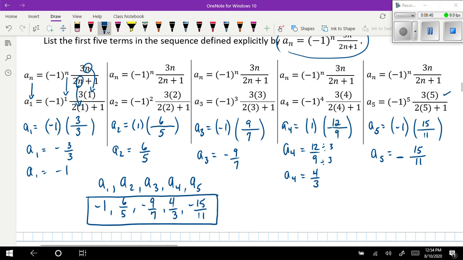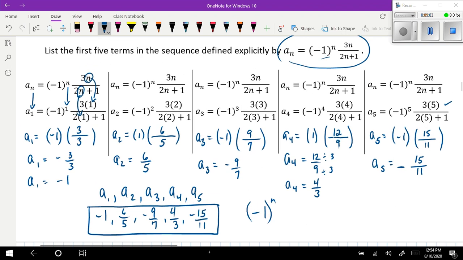Very nice. Try never to let your box touch a piece of your answer. Alrighty, just clean this up, make that 15 look a little nicer. I want to go back and talk about this negative 1 to the n idea that we see inside this explicit rule that defines our sequence. What did that negative 1 to the n do? It's right up here. Negative 1 to the n.